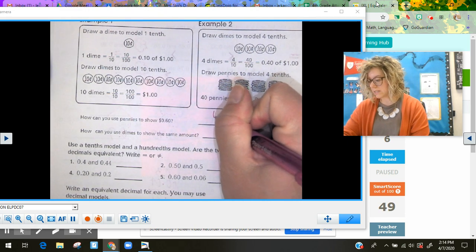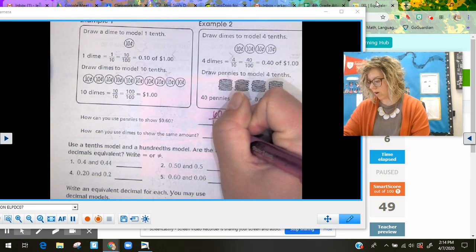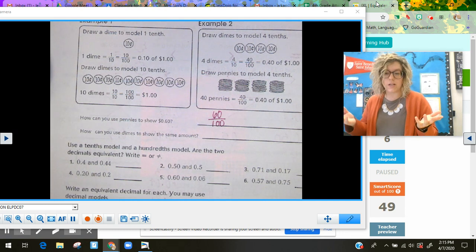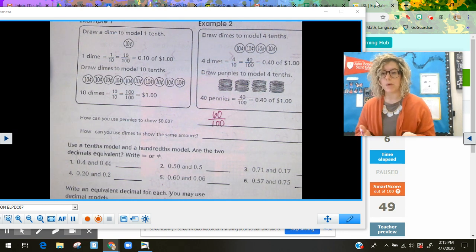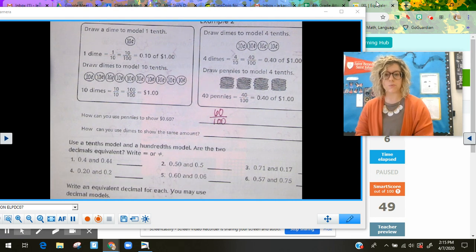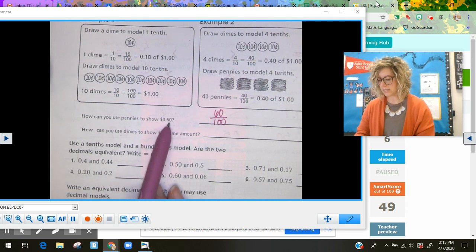I would need 60 pennies out of 100 to get 60 cents, right? You count them, 1, 2, 3, 4, 5, 6, 7, 8, 9, 10, all the way to 60. 60 pennies out of 100, because we know 100 pennies equals $1. 60 pennies would give you 60 out of 100, or 60 cents.